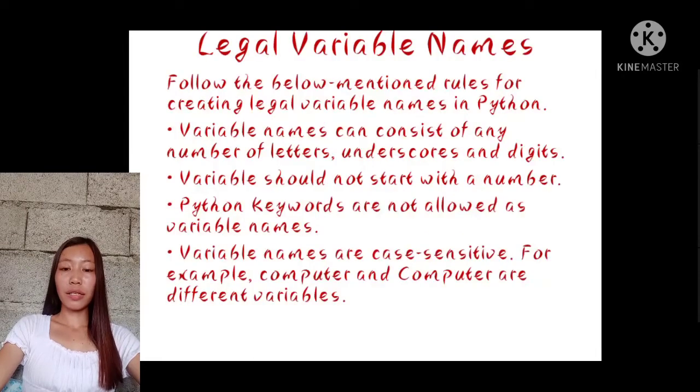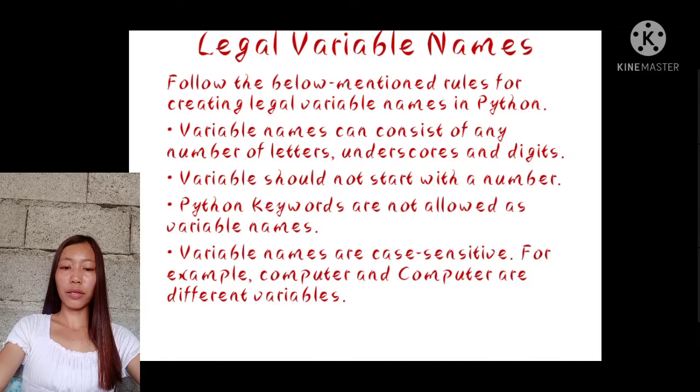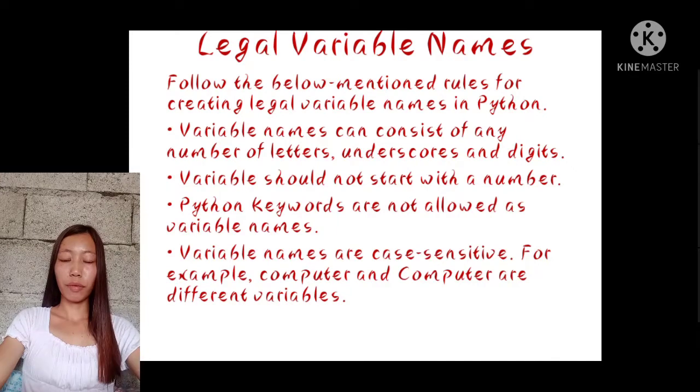Next is legal variable names. Follow the below mentioned rules for creating legal variable names in Python. Variable names can consist of any number of letters, underscores, and digits. A variable should not start with a number. Python keywords are not allowed as variable names. Variable names are case sensitive. For example, Computer and computer are different variables.